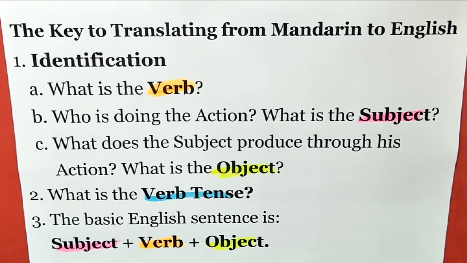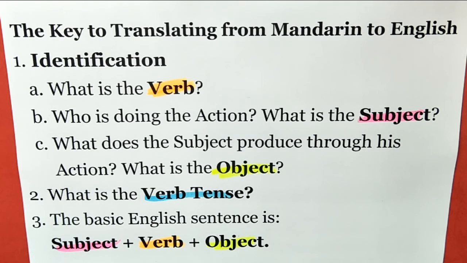Who is doing the action? Who is doing the verb? That is the subject. We will color the subject pink. What does the subject produce through his action? What is the object? We will color the object yellow.